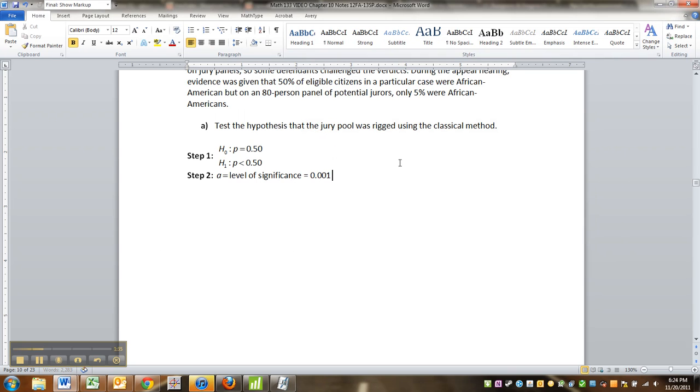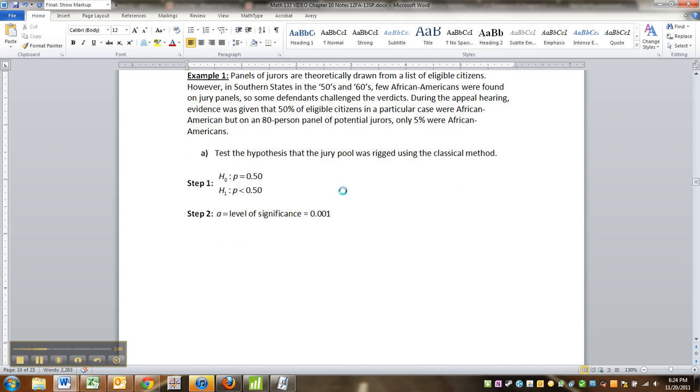And this is a big deal. I want to make sure that I'm giving the DA here a fair shake, so I want them to have a really high level to prove that this jury was rigged. Because, pretend this was a murder. I mean, you don't want to let somebody go free who was actually guilty. So let's set an alpha of 0.001. Again, most of the time they'll be giving you that in the problem somewhere.